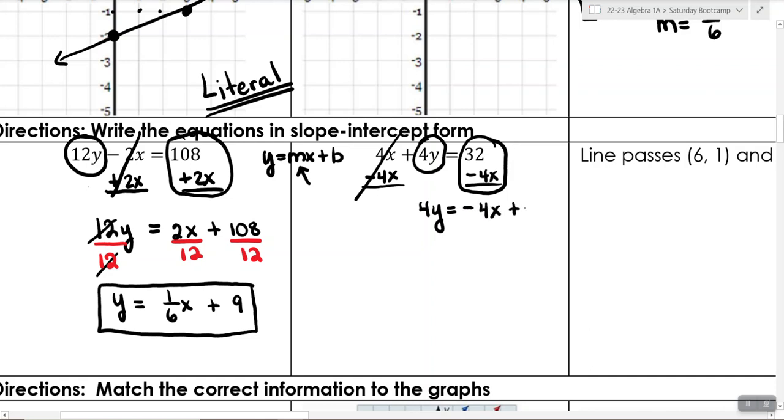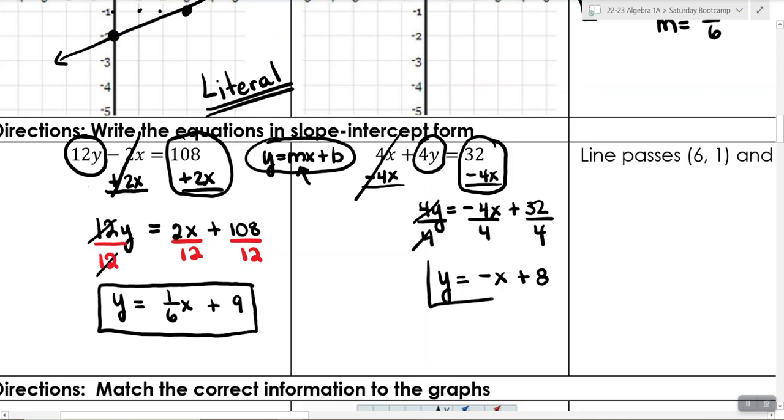All right, and we're going to write the minus 4x first. We're trying to maintain the y equals mx plus b format. And then you also have to divide every term by 4. Negative x plus 8. Don't lose the x.